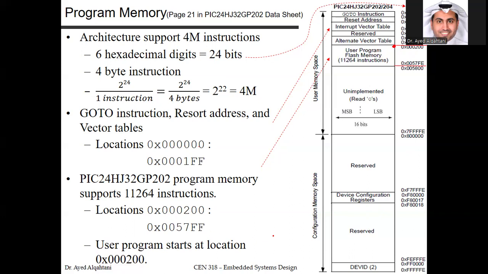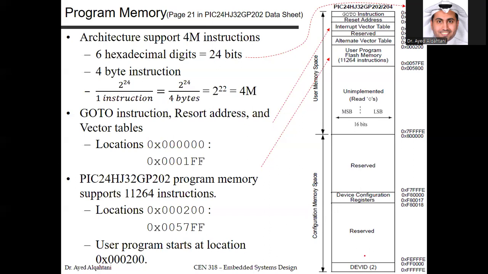So that's what you need to remember, that the starting location is 0x200, or 200 in hexadecimal. You can look at the other things. Here, you know that this region is unimplemented. This is reserved, and this is for the device configuration registers. This is also reserved, and this is for the ID.